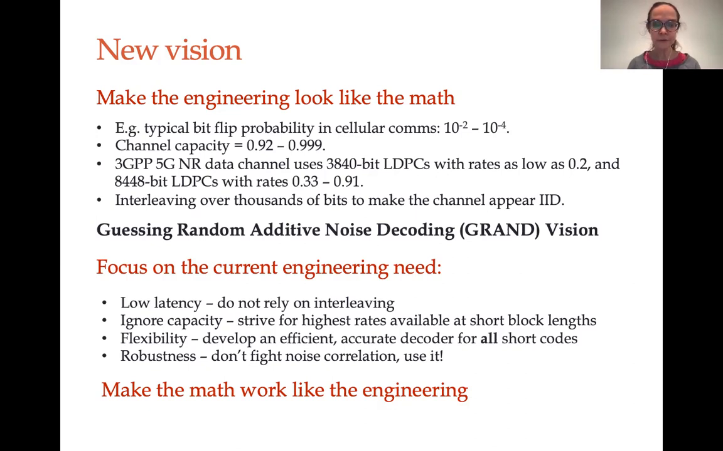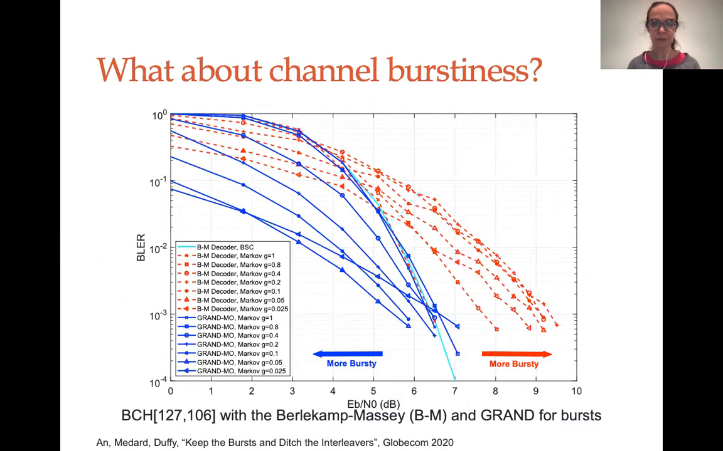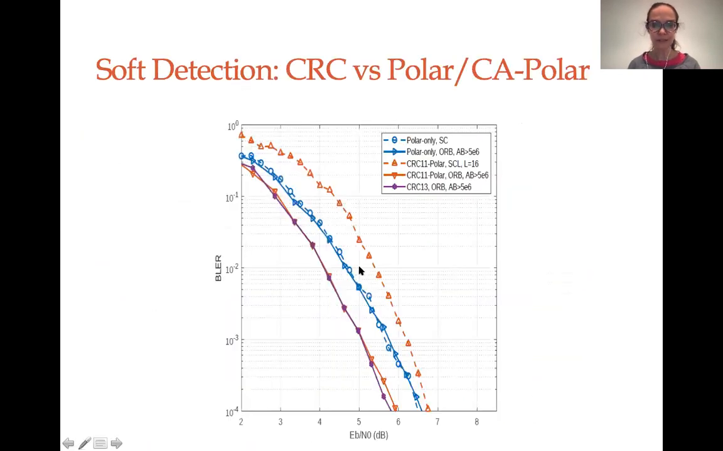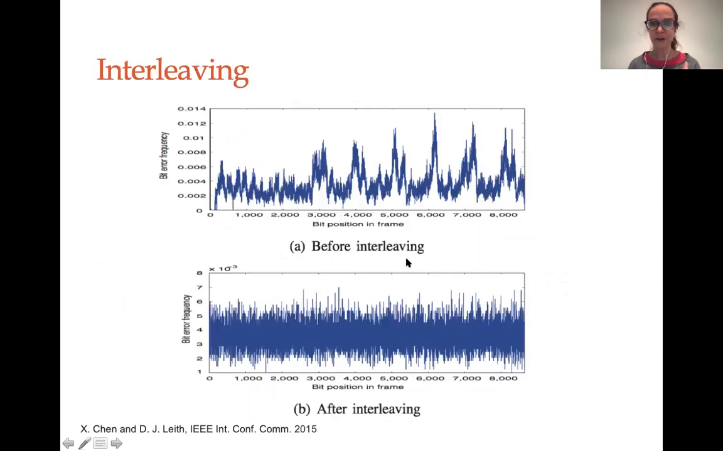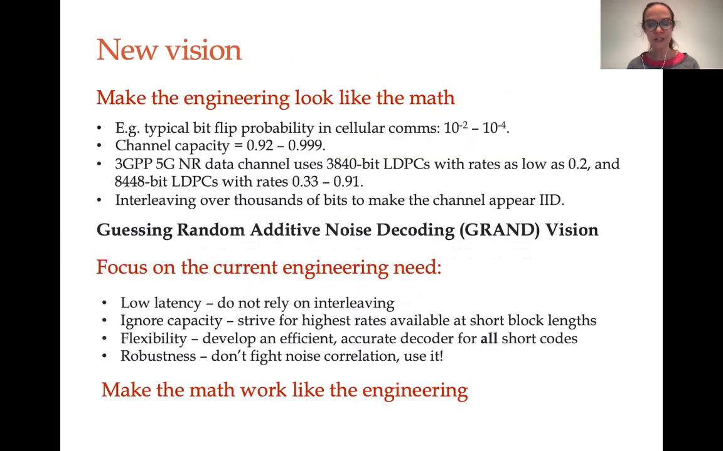And don't fight noise correlation, use it. Don't worry so much about the code. Pretty much all codes are good. Okay, some codes might mess up and not be so good, but pretty much all codes are good. CRCs, the humble CRC, is a great code, and it's super, super easy to check whether something is a codeword or not. CRCs are built to be very easy to check.